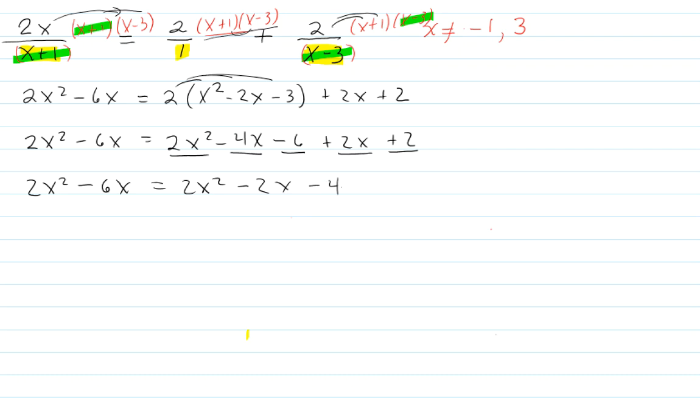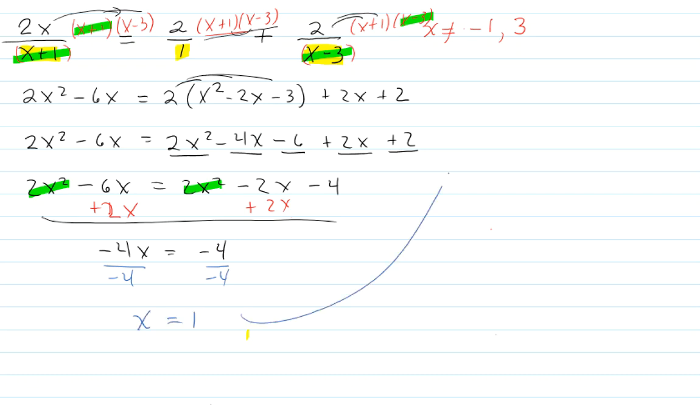So now we're ready to solve it. First thing we could do, of course, is subtract the 2x squared from both sides, and that drops out. Let's add 2x to both sides as the next step. And so the new equation would be minus 4x equals negative 4. Divide both sides by negative 4, and we get x equals 1. If we look at the restrictions, one of the restrictions was negative 1, but positive 1 should be okay.